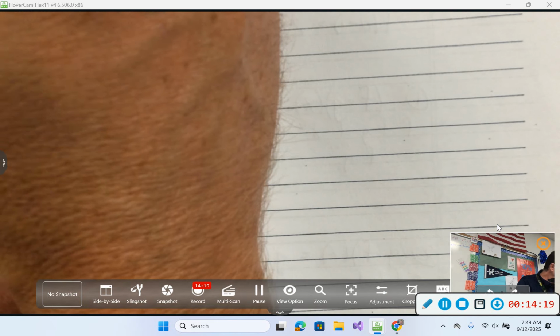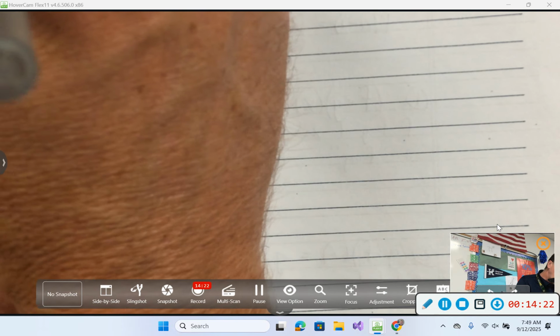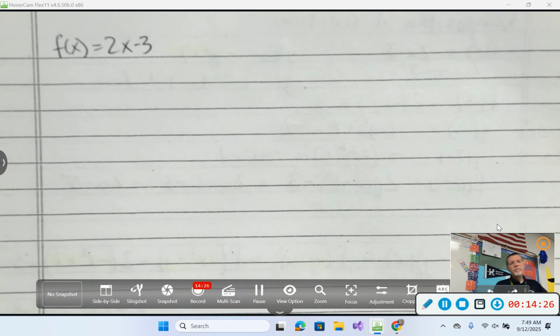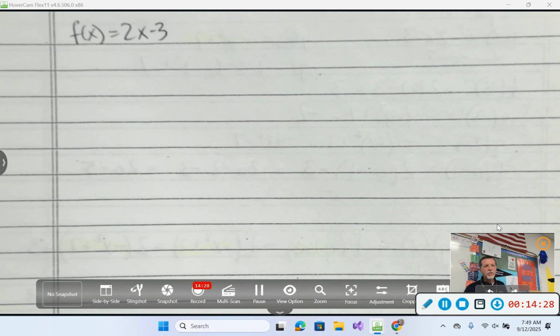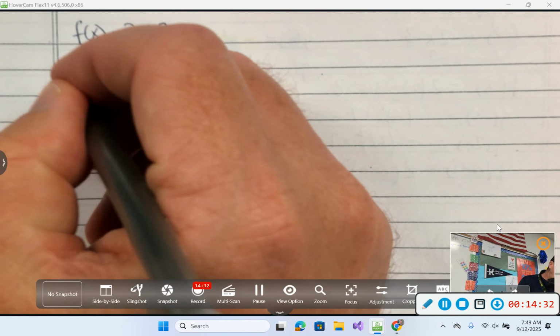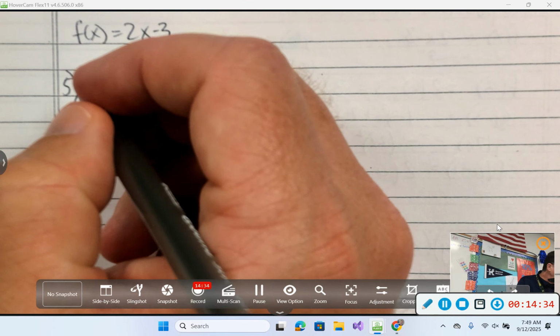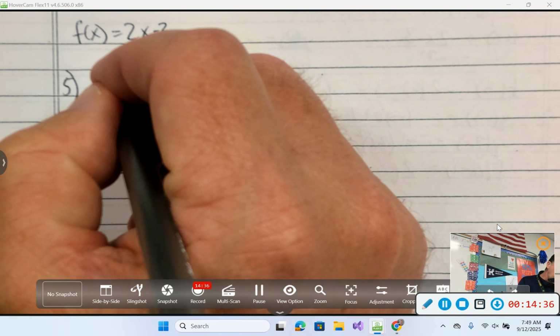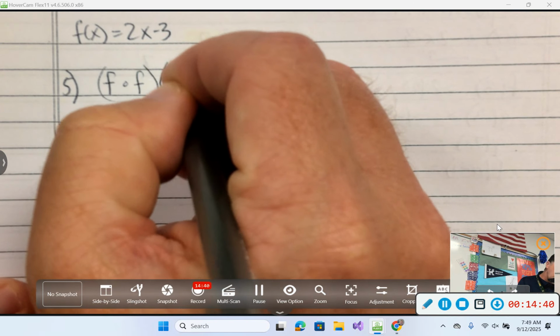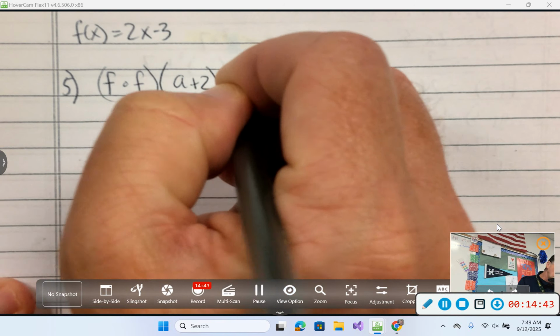Two more examples. I turned the page, so I'm just going to rewrite what f is up at the top, just so it hasn't changed. So if you're still on the same page, you might be fine, but I want to be able to see it again. Let's go crazy here. Let's see if we can find f of a plus 2.